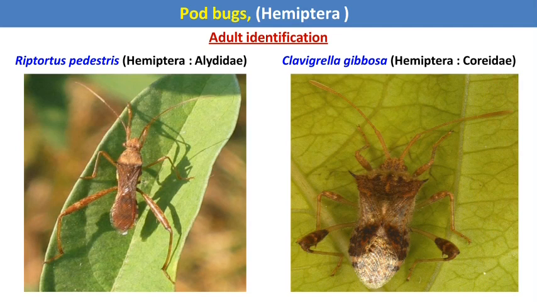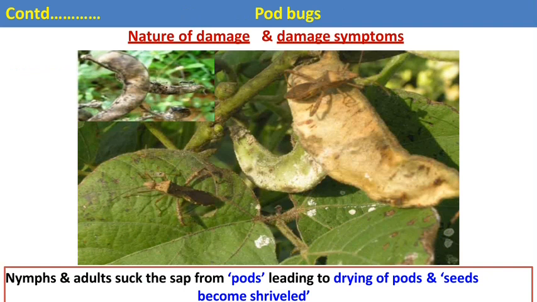And then this is the pod bug. Here the pod bug is also a hemipteran pest. It means that it is a sucking pest, and these are the two species of pod bugs which infest the pulse crop. Here the damaging stages are also both nymphs and adults. Both nymphs and adults suck the cells from the developing pods, and as a result of feeding, in case of severe infestation, the pod dries and the seed becomes shriveled and unfit for human consumption.